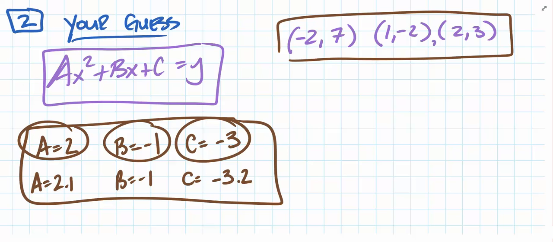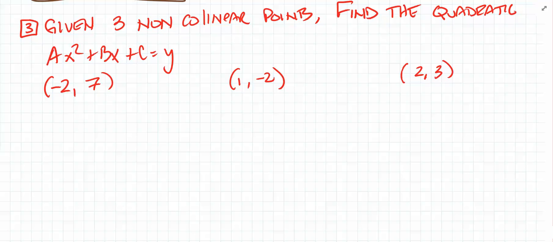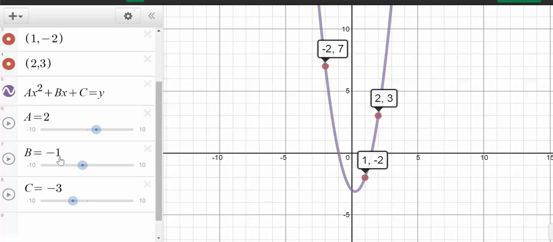Sorry that writing is a little sloppy, but that's okay. So it says here, given 3 non-collinear points, find the quadratic that satisfies ax squared plus bx plus c equals y given the 3 points. We already think that the answer is A is 2, B is -1, and C is -3 because that quadratic fits pretty nicely with the 3 points that I've given you, as we saw with some investigation. So you guys have done a pretty good job so far of coming up with that yourselves.